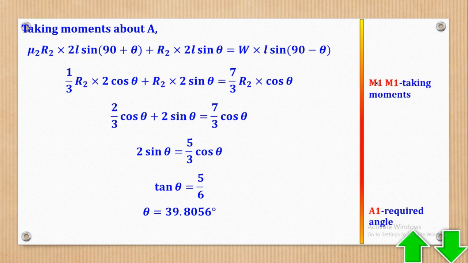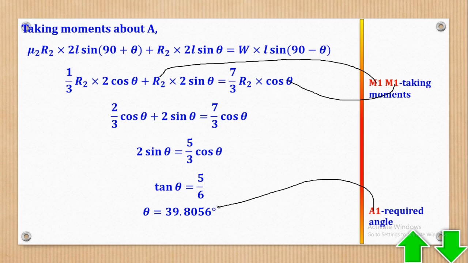So M1 is for taking the clockwise moments, and M1 for taking the anti-clockwise moments and equating the two. Then A1 is for the required angle. So that was part A.